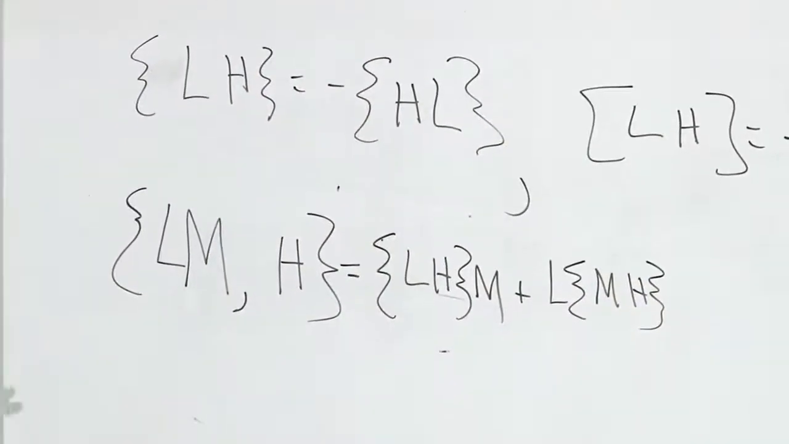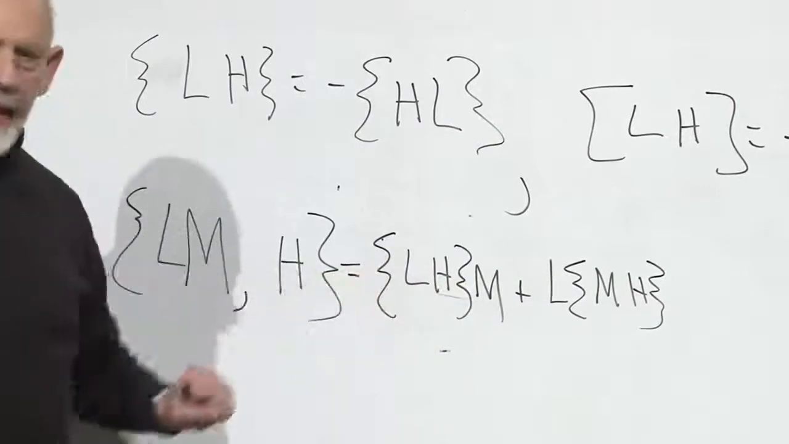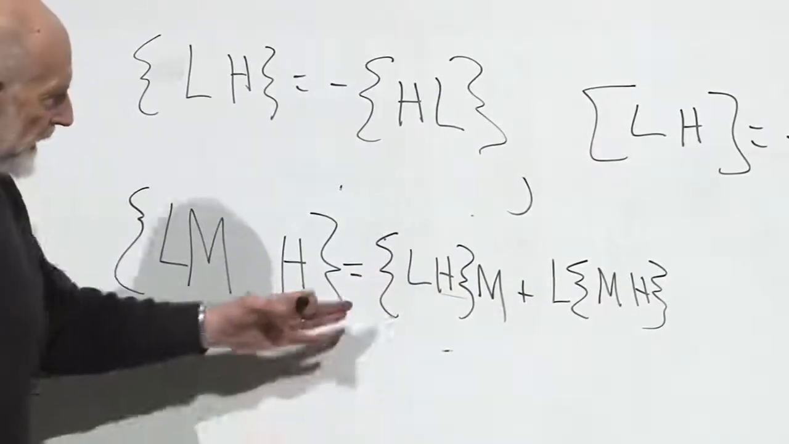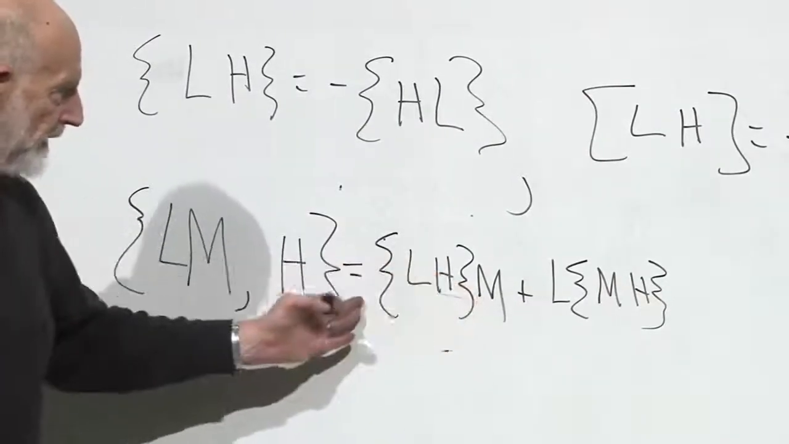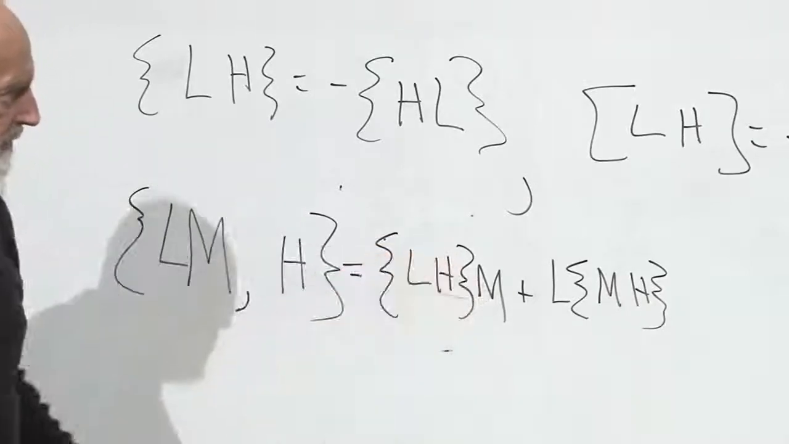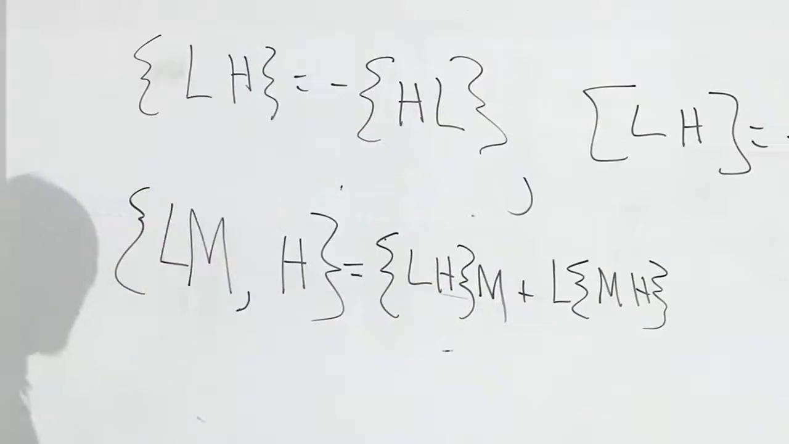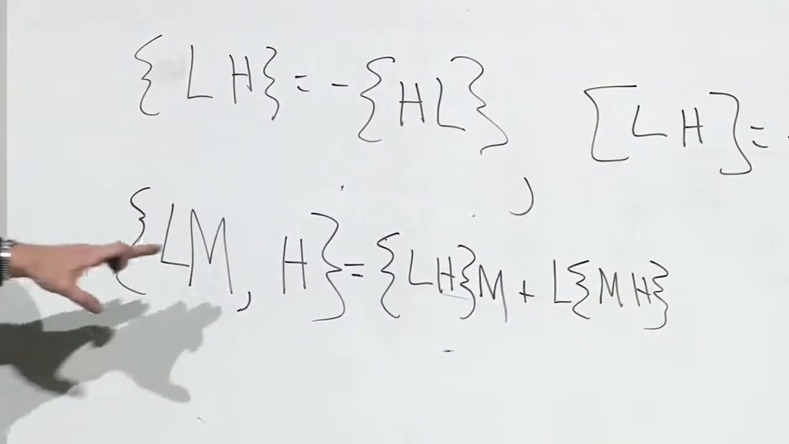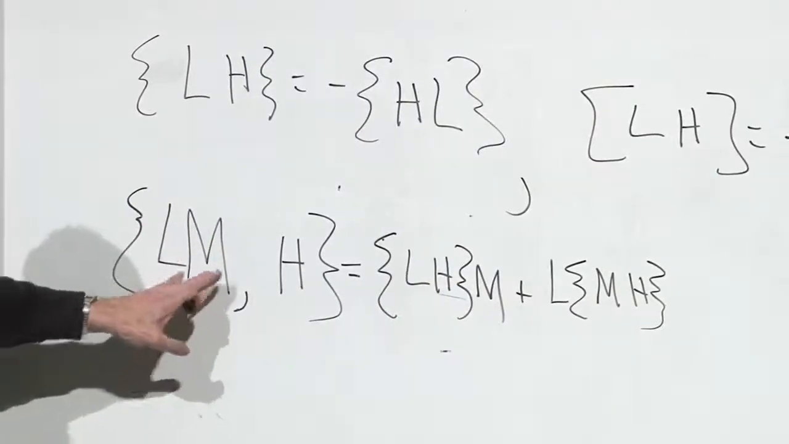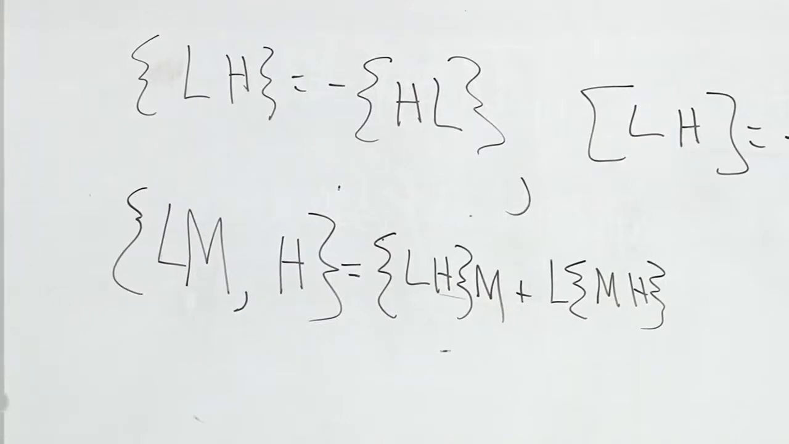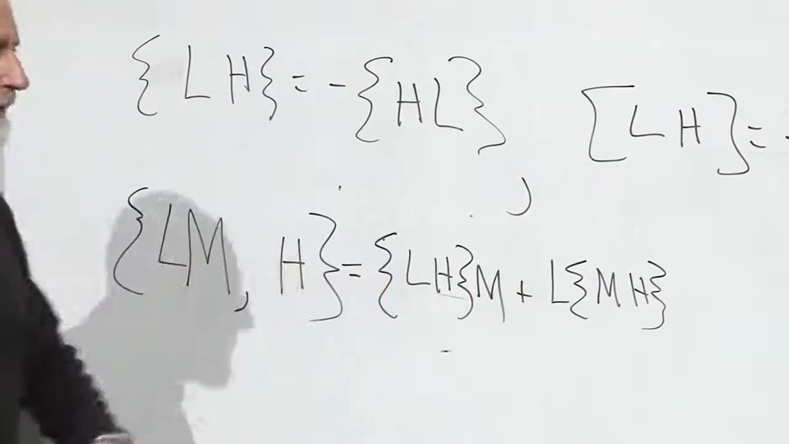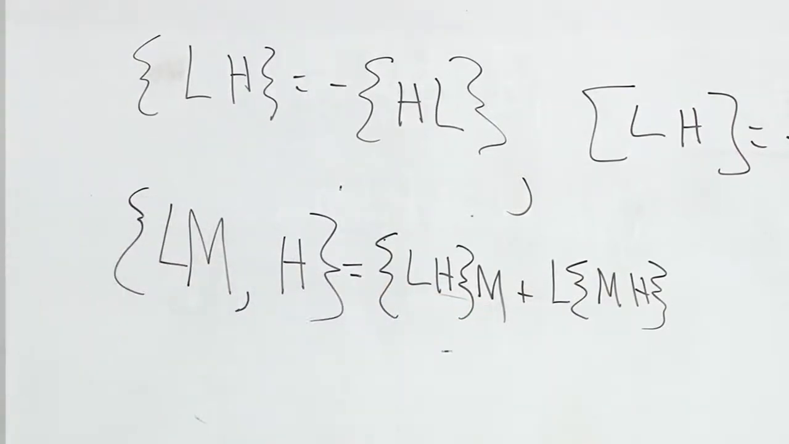Now in classical physics, the order of multiplication doesn't matter. So you can bring the M on the left or the right, it doesn't matter. You can bring the L on the left or right, it doesn't matter. But this is the relationship for the Poisson bracket of a product of two variables. Go back to the next to last lecture and check this out. This was one of the properties of Poisson brackets.